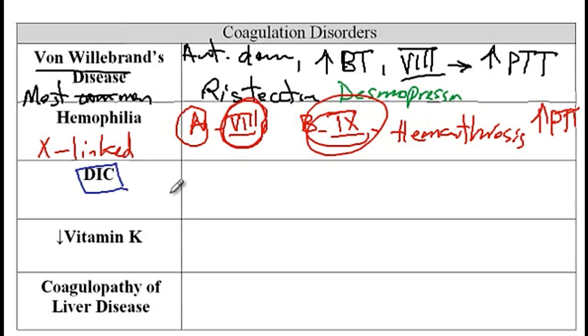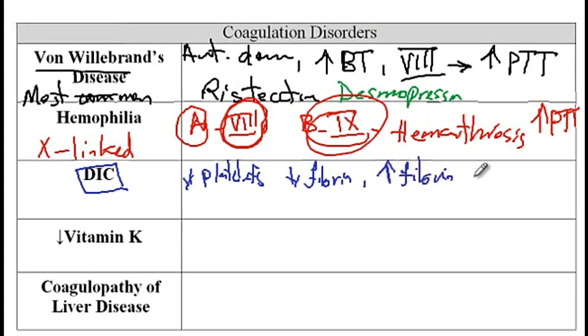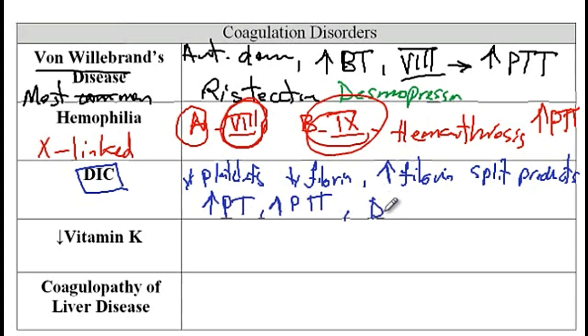So these patients generally, because of the use of all the platelets and the coagulation factors, have low platelets, they have low fibrinogen, and since fibrin has been used up and broken down, there are increased fibrin split products. Since all the coagulation factors are used, there is also increased PT and increased PTT, and then there is increased D-dimer that is formed in these patients.